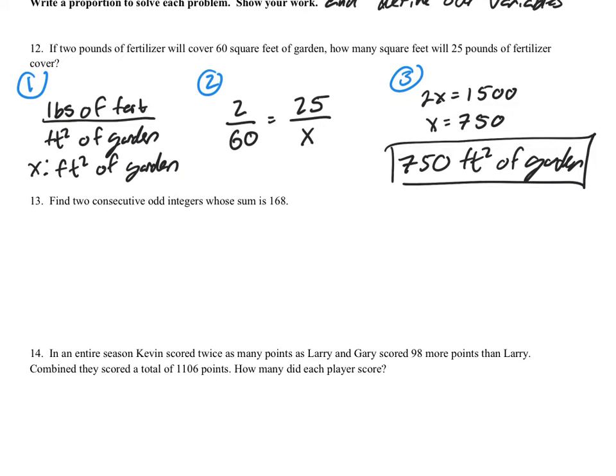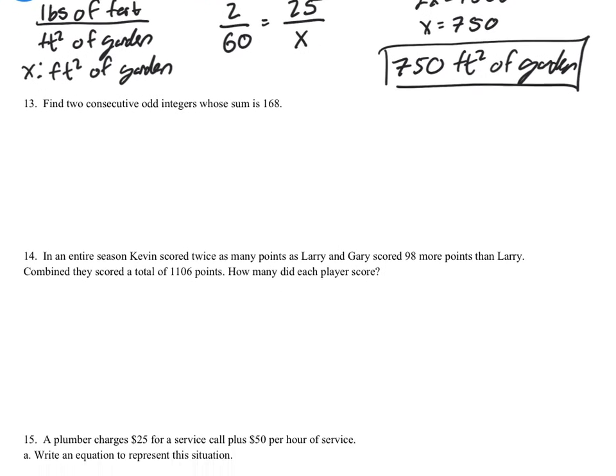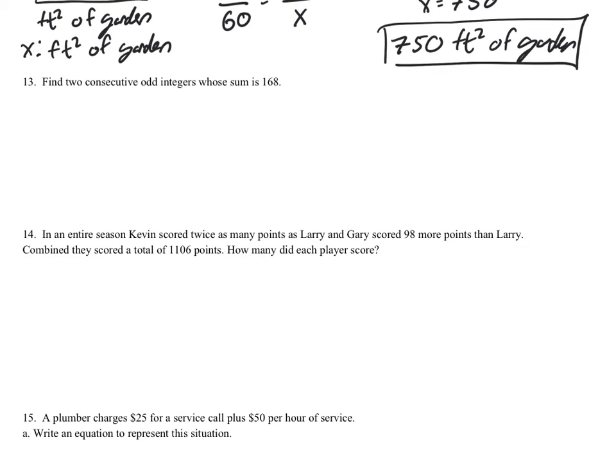Okay, so now we're going to get into some more of the linear equations that we're going to be setting up. Find 2 consecutive odd integers whose sum is 168. Again, we're going to need all the steps. Step 1, defining our variables. 2, writing an equation. And then 3, solving, which includes answering the question asked. So we have 2 integers here, a first integer and a second integer.